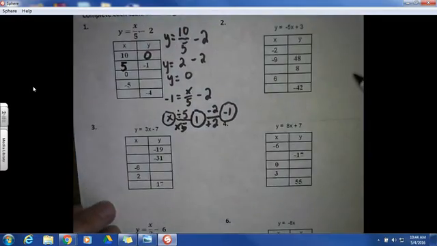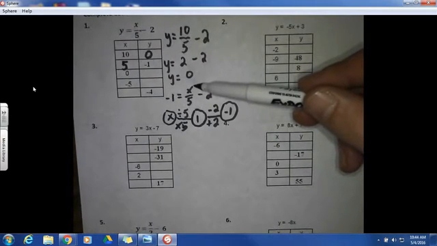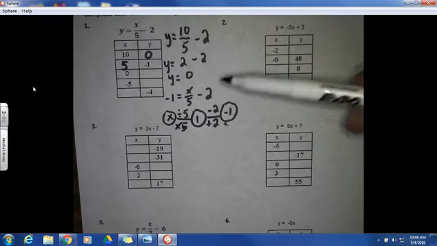And again, we can go back and check. If we plug in 5 for x, here we get 5 divided by 5 is 1. 1 minus 2 is negative 1.